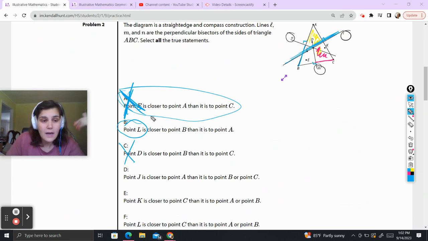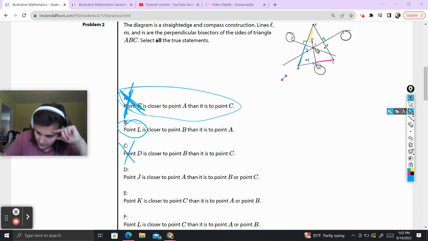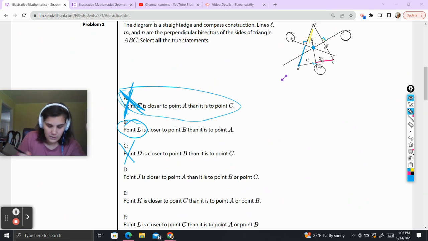But it's always good to identify if you've made a mistake by going too quickly and just going ahead and double checking your answer. D. Point J is closer to point A than it is to point B or point C. So where is J? I think we might have covered J up, so let's do some erasing. J is in the middle. J is actually going to be equidistant to each of the vertexes. So we don't know if it's closer to A, point B, or point C. Well, we do know. We know that's all the same. So that's not correct.